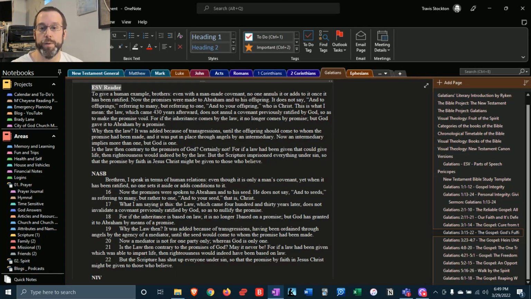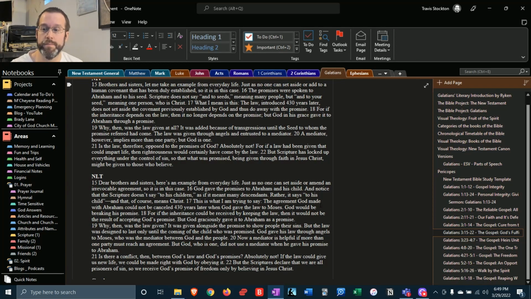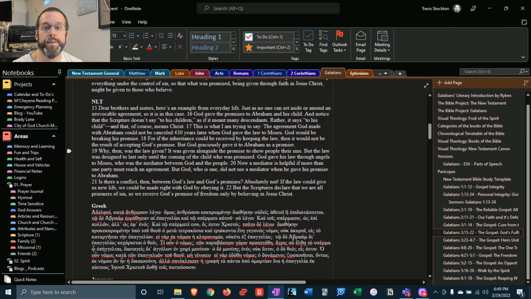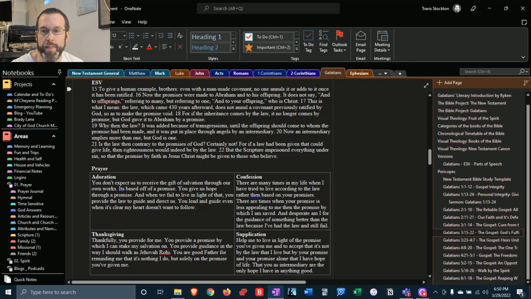ESV is a little bit closer to word for word, and obviously the NLT is a little closer to thought for thought. So it gives me a good spectrum of translations. Then I usually will copy in the Greek, and then I go back and I do the ESV again.